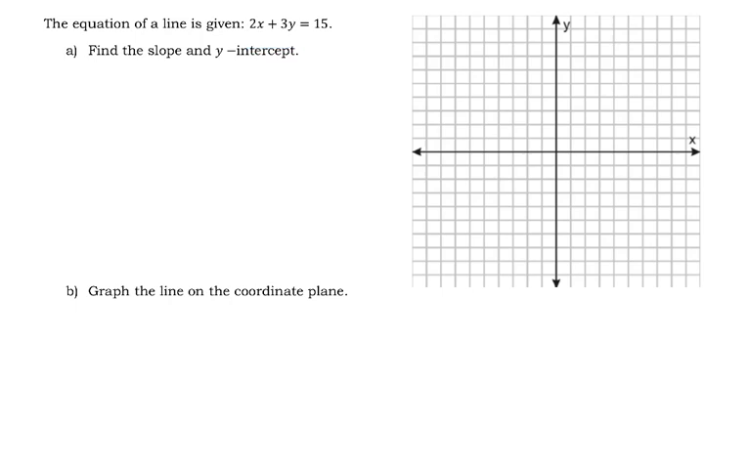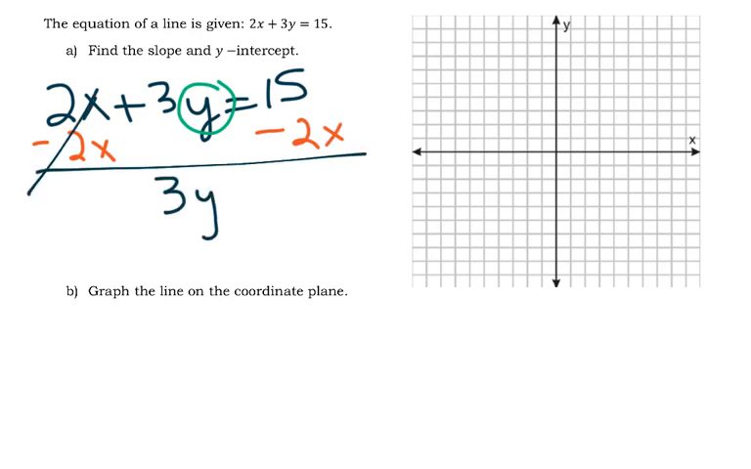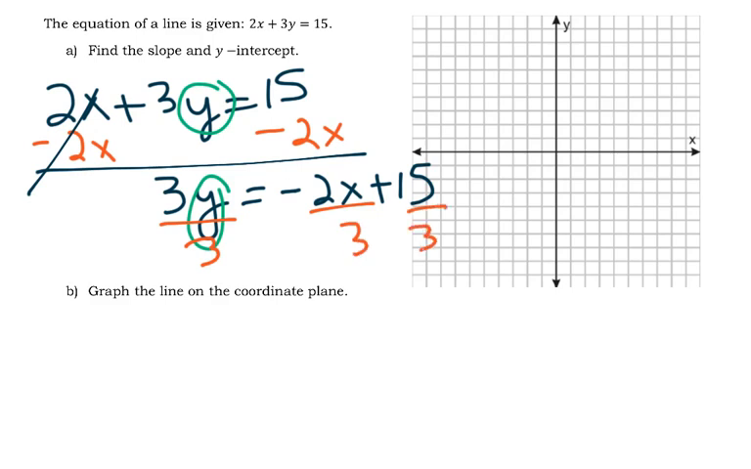So let's do it. I have 2x plus 3y is 15. My goal is to get this y by itself. What I'm going to do first is subtract 2x on both sides, and by doing that, I'm left with 3y is equal to negative 2x plus 15. Notice I put the x first, because when you have y equals mx plus b, the x comes first. I still want to get this y by itself, so I'm going to divide by 3, every piece by 3.